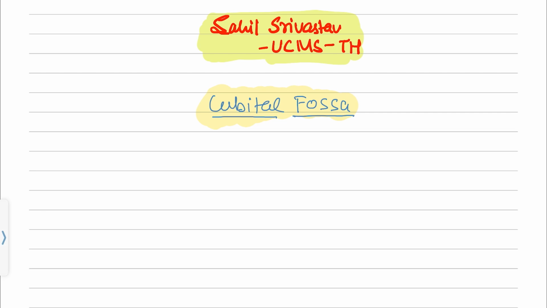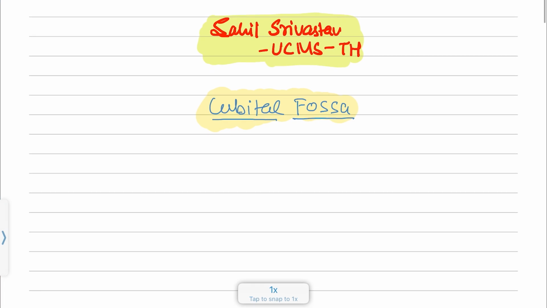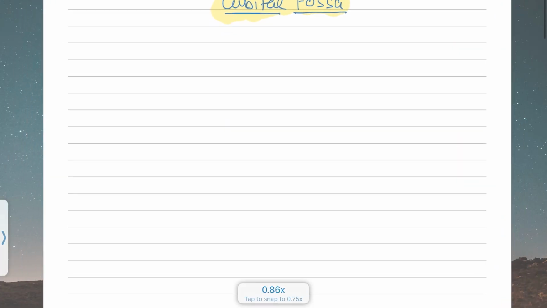First, I would like to make the diagram. I would like you to copy it as I make it so that it will be easy for you to replicate it in your exam. So first of all, you can see this is your humerus bone, and let's imagine this is the lateral epicondyle and this is the medial epicondyle.